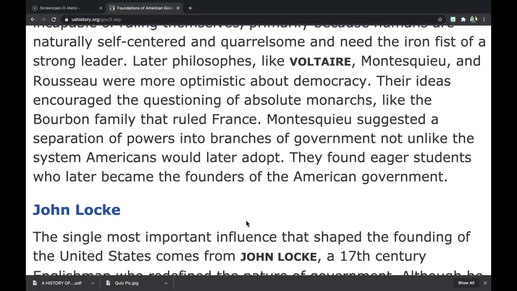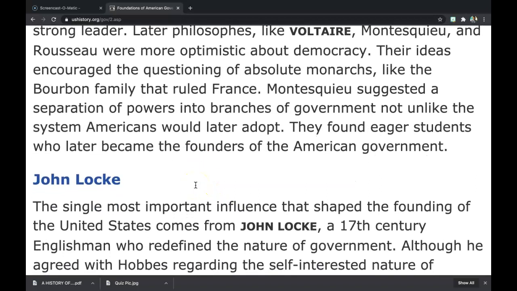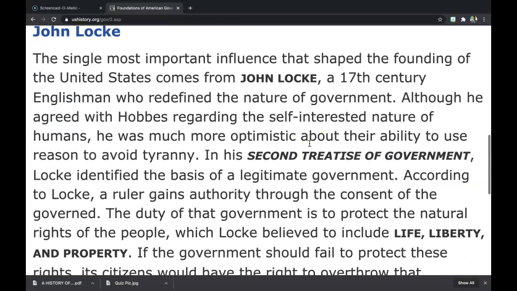Their ideas encouraged the questioning of absolute monarchs like the Bourbon family that ruled France, and Montesquieu suggested a separation of powers into branches of government, not unlike the system Americans would later adopt. They found eager students who later became the founders of American government.